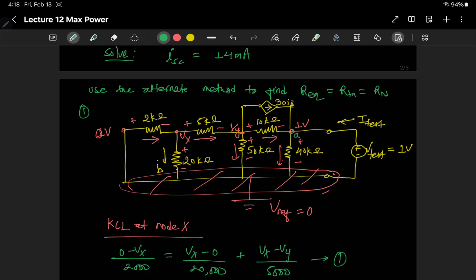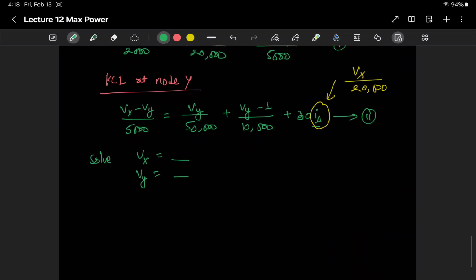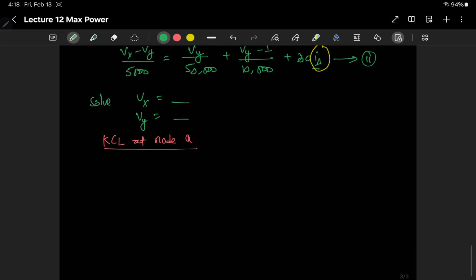So we'll go ahead and write that here. KCL at node A. So if we do that, we can write that as I test, that is entering, plus 30 I delta, which is 30 Vx divided by 20,000, right? Plus Vy minus 1 divided by 10,000 is equal to 1 divided by 40,000.